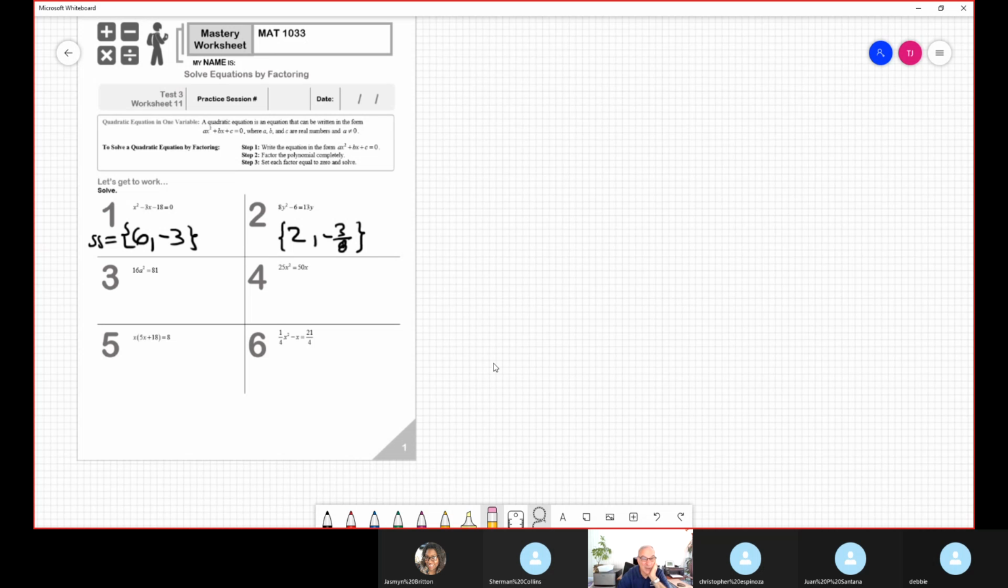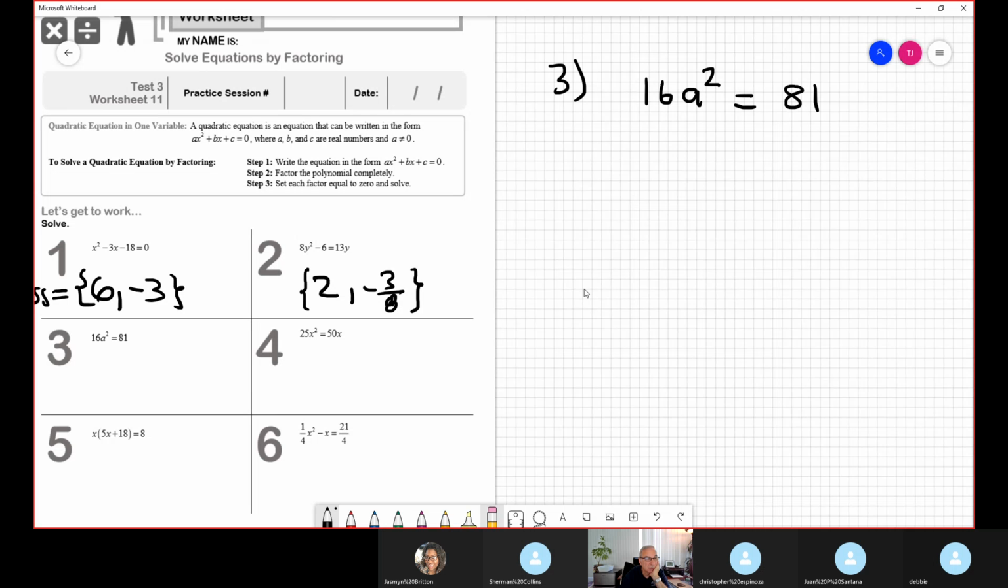Okay, number 3 is super easy. Number 3 is, look, 16a cubic equal 81. Well, in this case, no, it's a square. Sorry, not cubic. I don't know why I put cubic. It's a square. It's 2. So now remember we are solving quadratic equations by factoring. Look, this is the topic we are discussing.